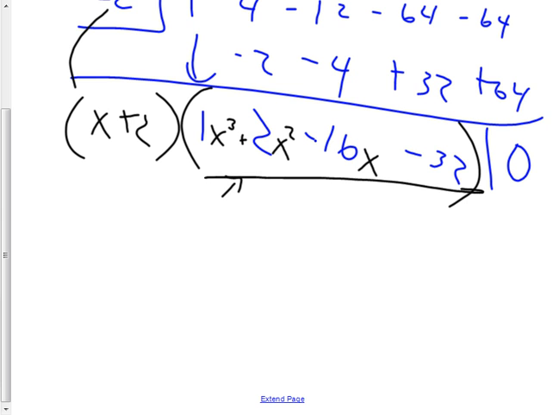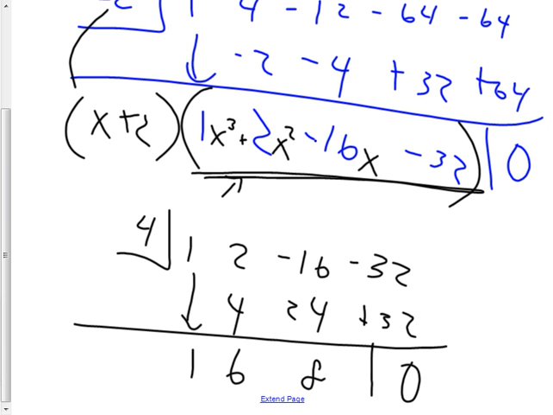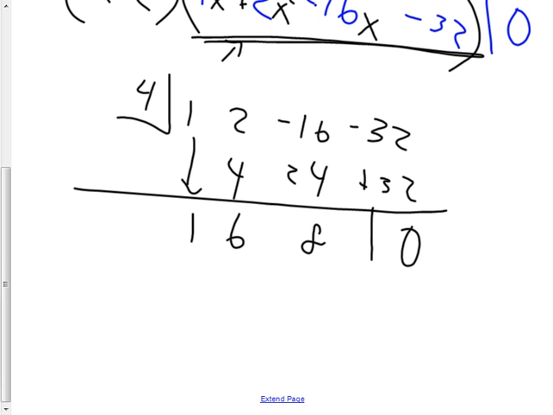You take this part here, you do synthetic with a 4. And you go 1, 2, negative 16, negative 32. Draw the line. Drop it. 4, 6, 24. Negative 16 and positive 24 makes positive 8. 8 times 4 is positive 32. Makes a 0. Yes. Now here's the mistake people make.